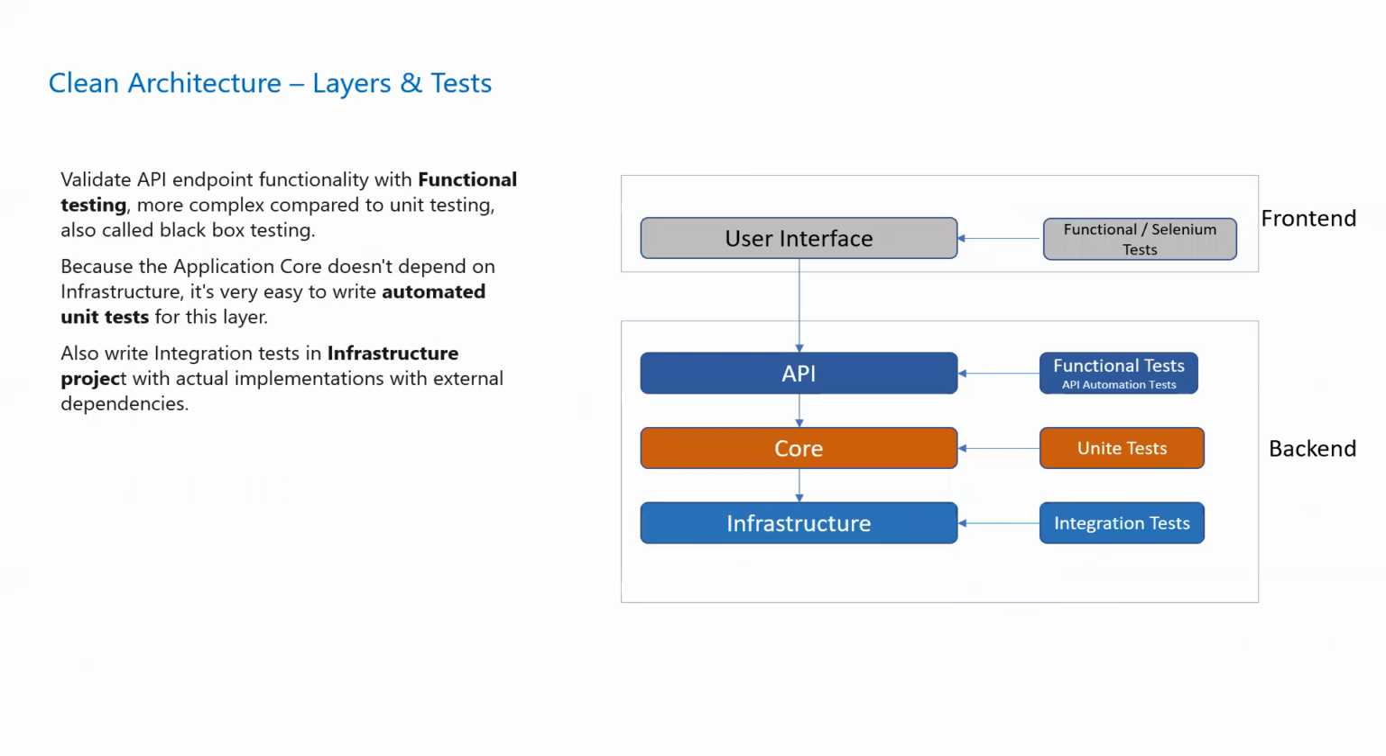Now let's take a look at the different layers and how these layers support the different test capabilities. Your user interface can be in React. You can use Jest, or you can use functional testing with Selenium. That's the front end part. I'll be focusing more on the backend in this course.